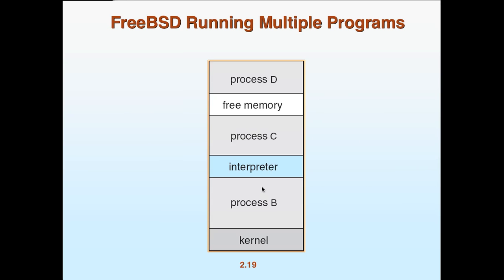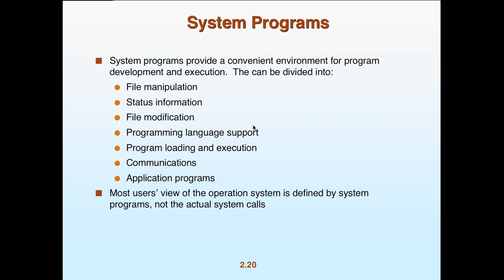There's FreeBSD running multiple programs, kind of the same concept, where we have free memory that's a buffer in between that the process might be using. So it depends on the operating system and the implementation as to how the memory is going to be organized, which order the processes end up in memory, and how the memory is actually allocated for system call send and receive, and which system calls can be made available for the operating system.